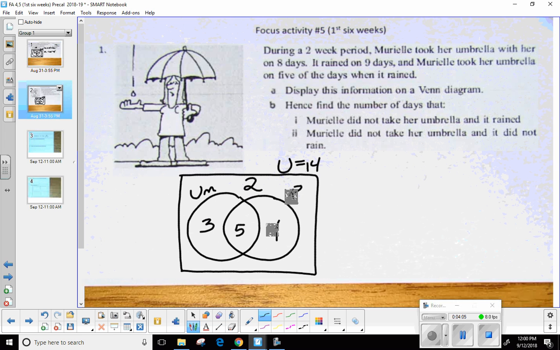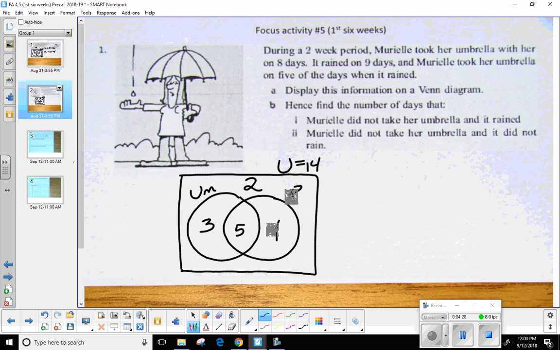And now B1, how you want to say it, hence the number, find the number of days that Muriel did not take her umbrella and it rained. So let's go ahead and rewrite this as a mathematical expression. But it says she did not take her umbrella. What's that trying to get us to think about with sets? It starts with a C. What's that? The complement, yes.